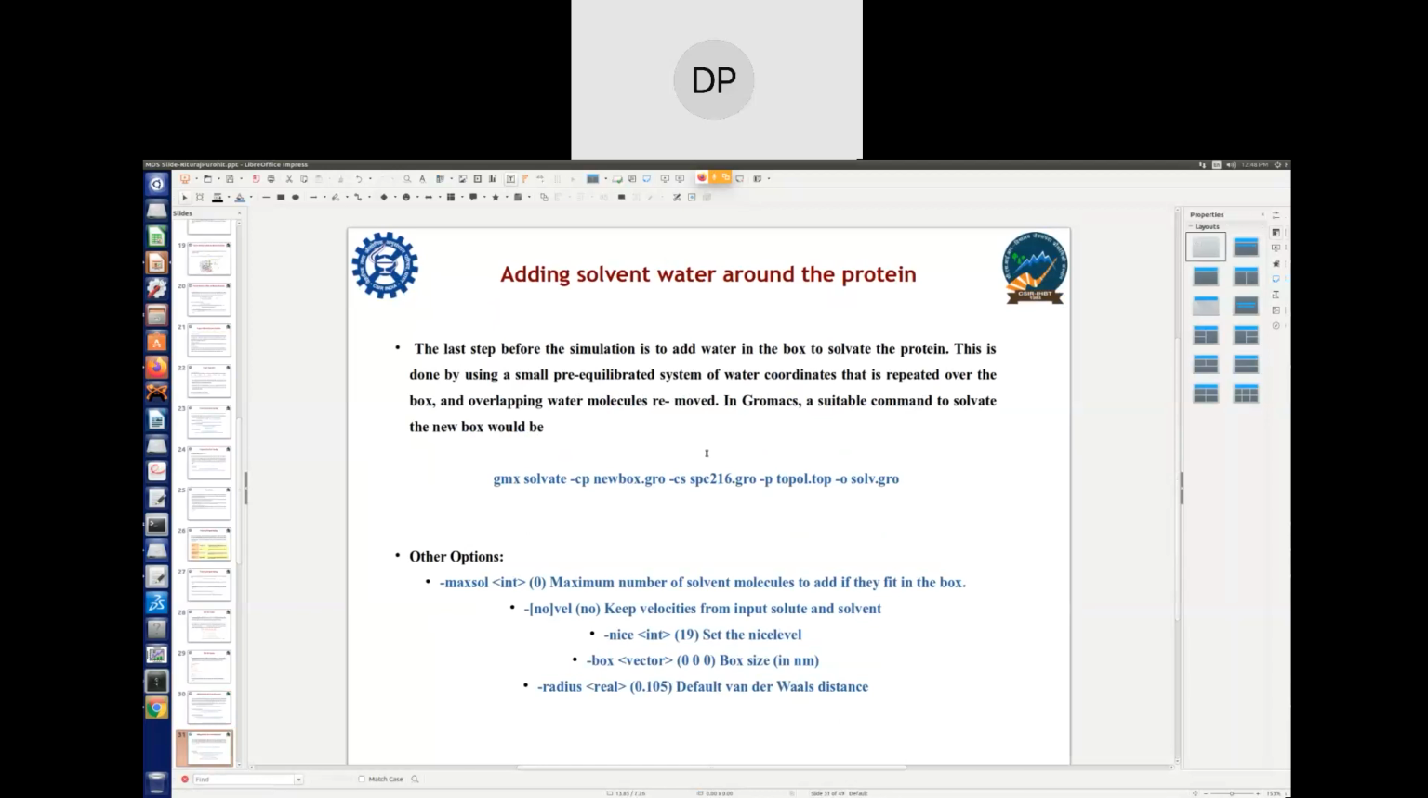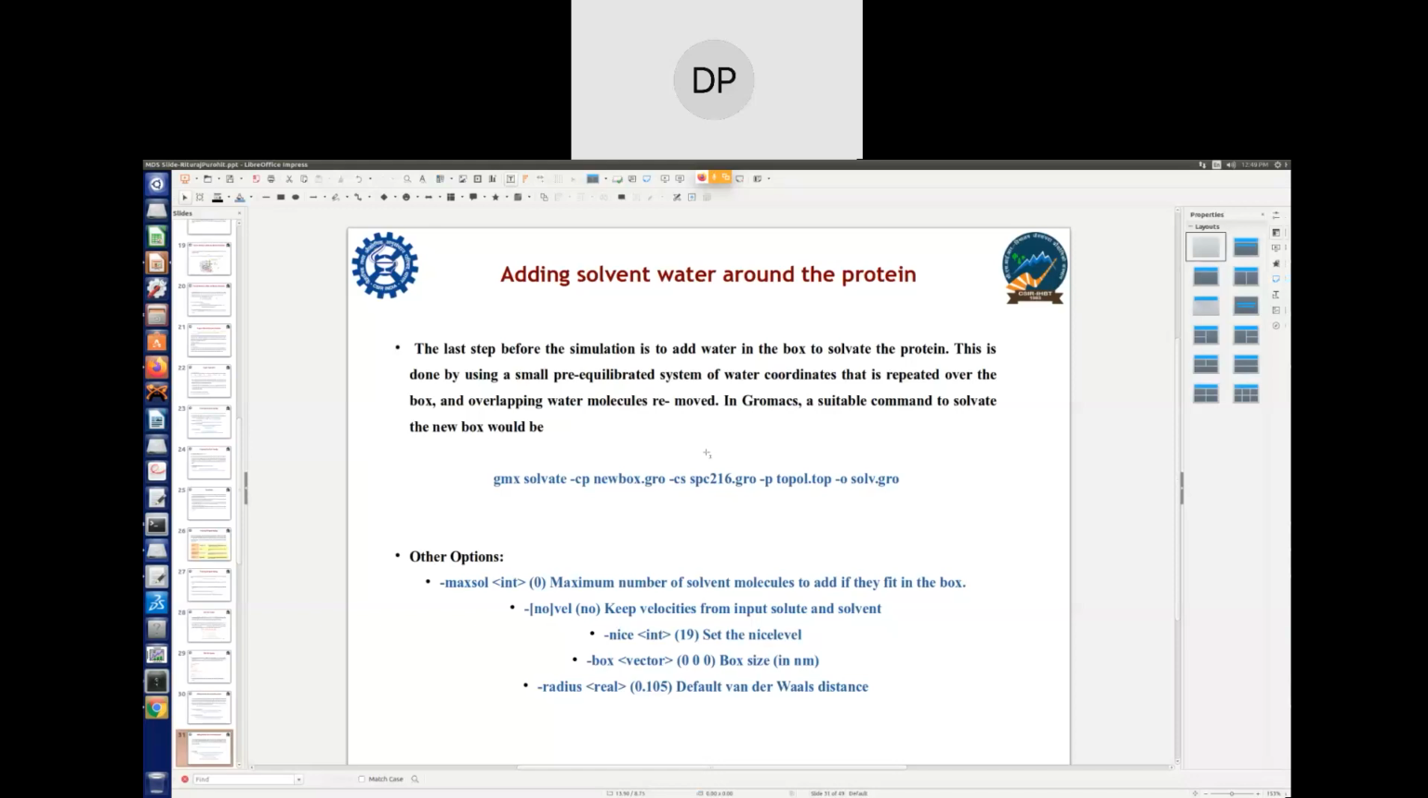The last step before simulating is to add the water in the box to solvate the protein. This is done by using a small pre-equilibrated system of water coordinates that is repeated over the box, and overlapping water molecules are removed in GROMACS. A suitable command to solvate the box is solvate.